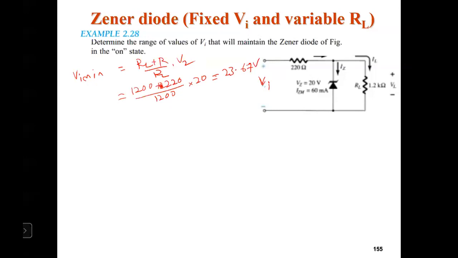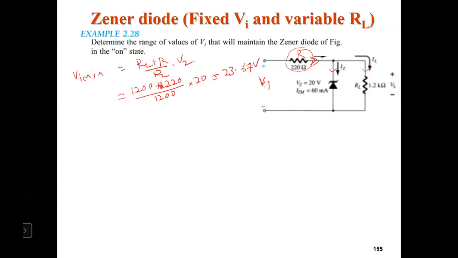Once you got this, after that you have to calculate your Vi max. But for Vi max, other things you have to calculate first. You need to calculate IR max. Once you got IR max, this IR max into R is equal to VR max. Then VR max plus VZ will be your Vi max. So in that way you have to proceed. To find IR max, you need to calculate two things, your IZ max and IL max.